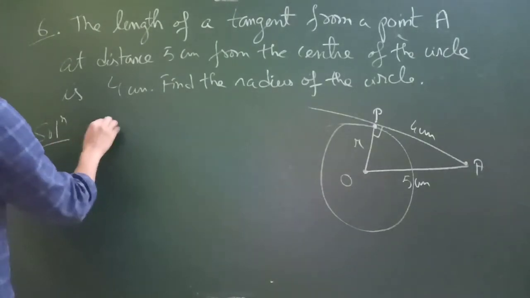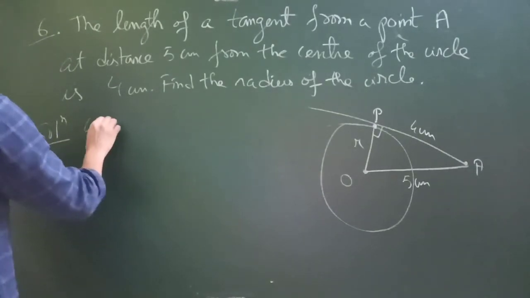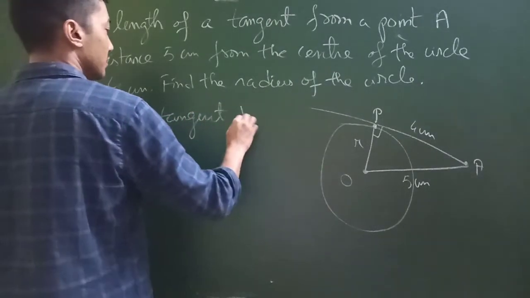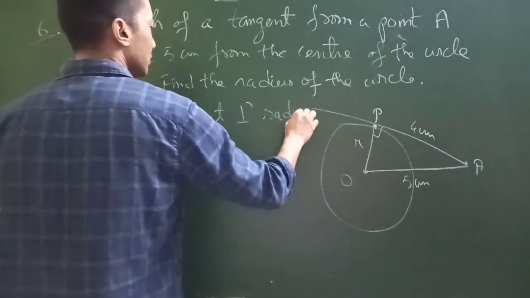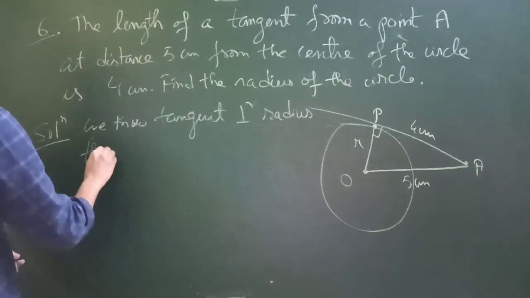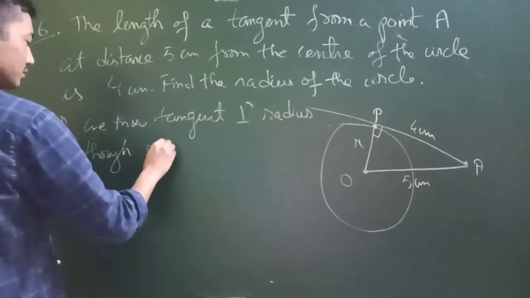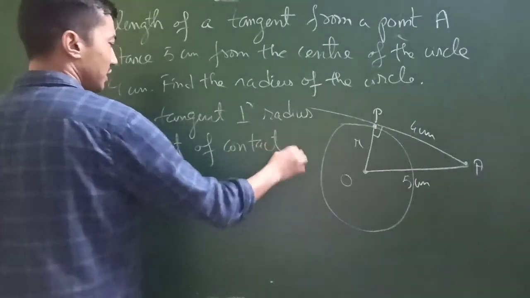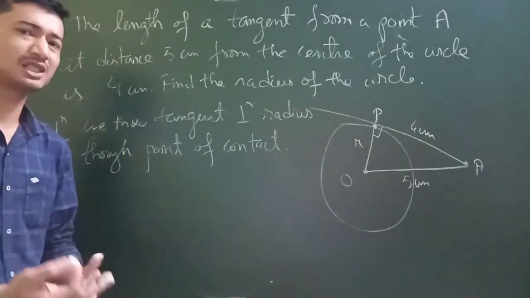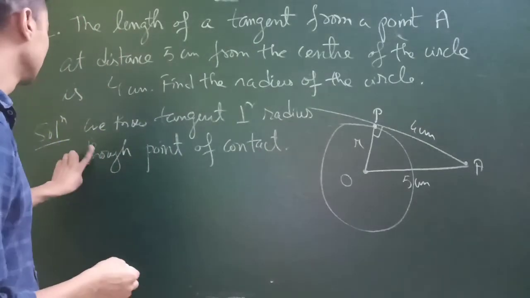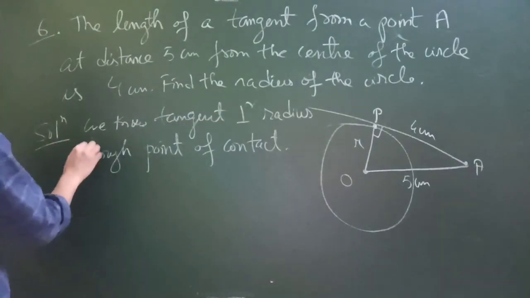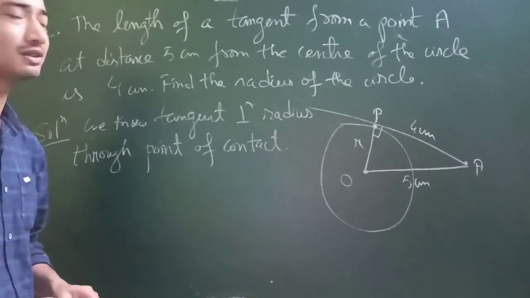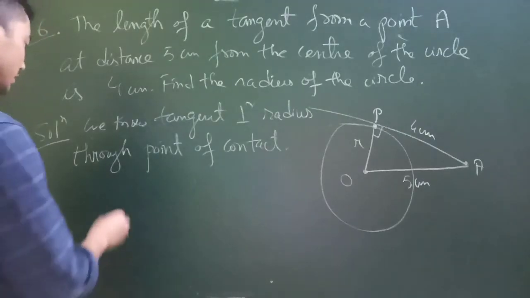We know the tangent is perpendicular to the radius through the point of contact. Please don't mind my handwriting, because I'm a maths teacher, so the handwriting is a little bit messy. Through point of contact. So handwriting not very good, okay? Please adjust.